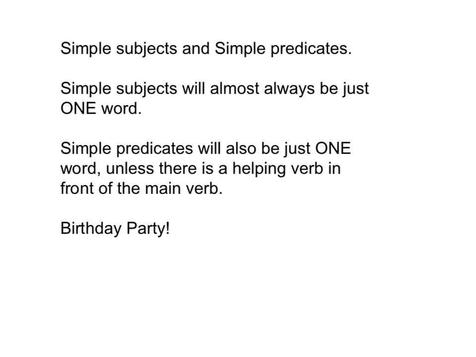are. Simple subjects will almost always be just one word. Simple predicates will also be just one word, unless there's a helping verb in front of the main verb. We'll take a look at some of those examples a little bit later. But probably the easiest way to keep track of the difference between simple and then what we're going to learn next, complete, is that simple is just one.